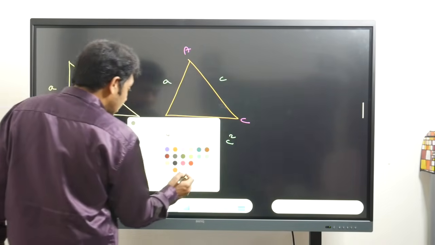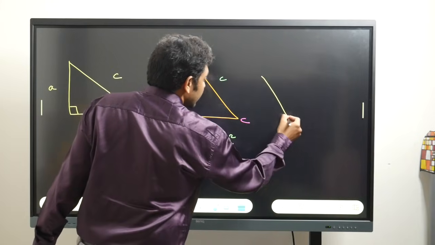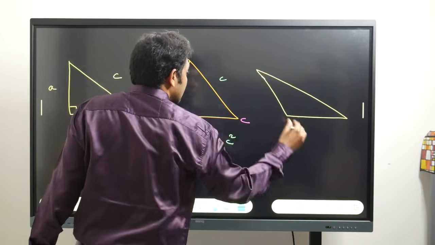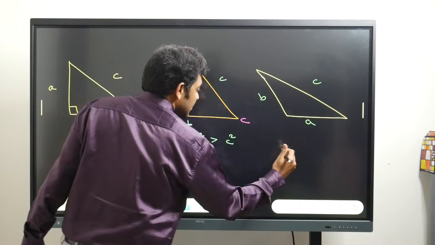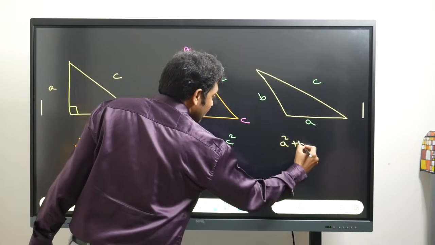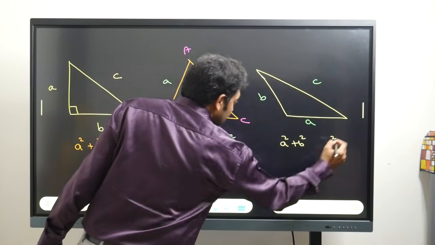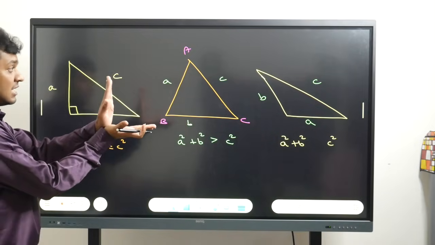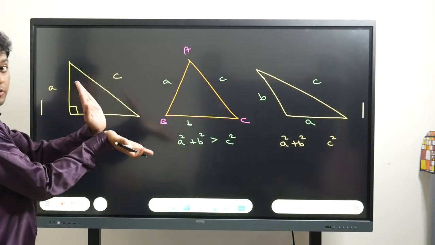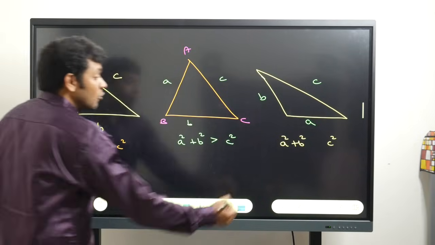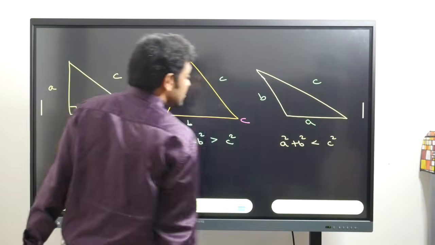Same thing if I go for an obtuse angle triangle with the same A and B. If this is A and this is B, I can assume the larger side is C. So here, comparing A square plus B square with C square, I'm freezing the same A and B and extending. So this is A, B for right, this for acute, this for obtuse. My length of C is increasing, therefore A square plus B square will be less than C square.